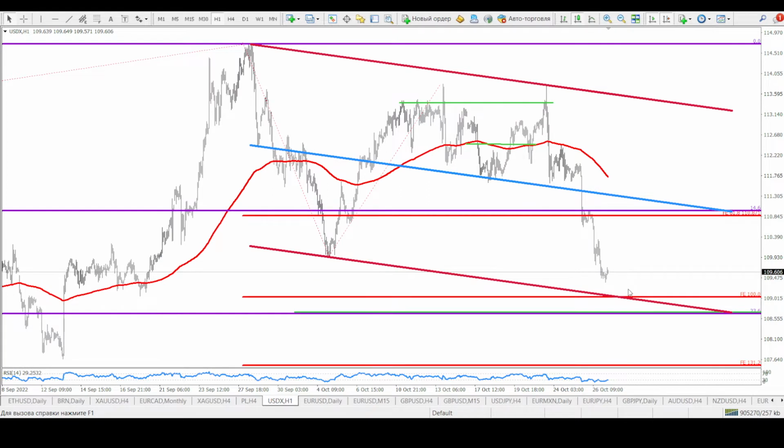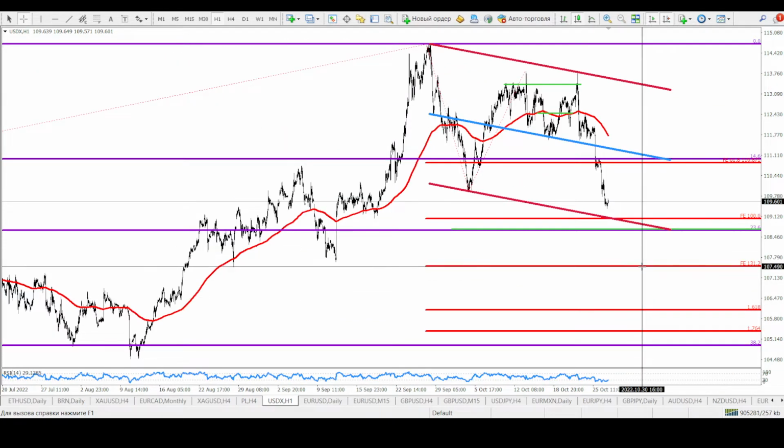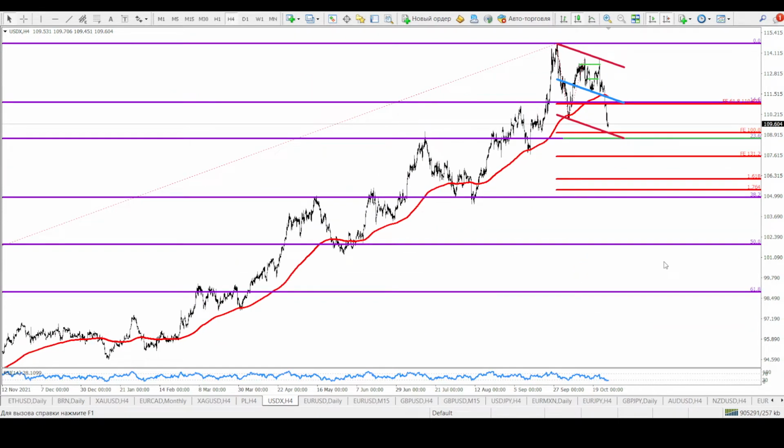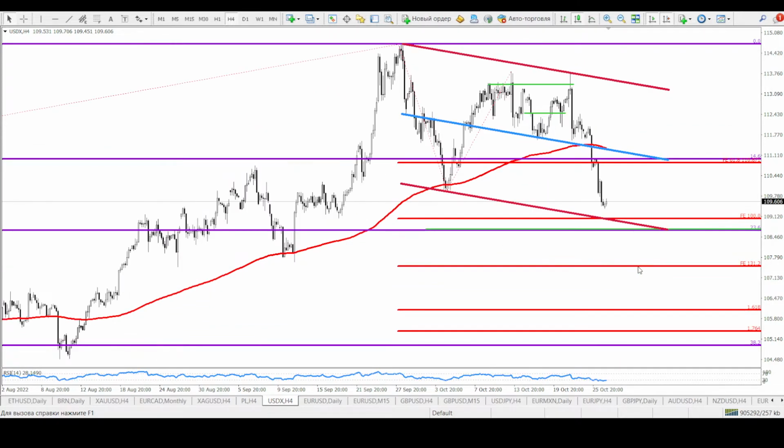It means that American Dollar Index is still in downtrend, and if they break this support 109, they will go down to 107.50 area. Technically, there is no reason to buy American Dollar Index right now. It means that there is no reason to sell Euro Dollar or to sell Great Britain Pound and to buy United States Dollar with Japanese Yen.